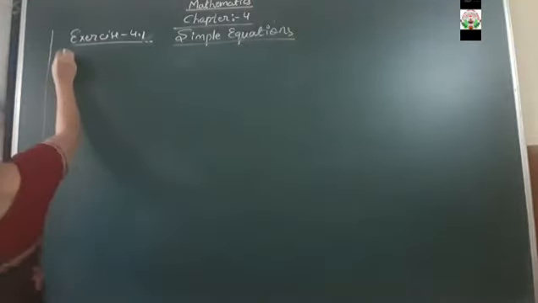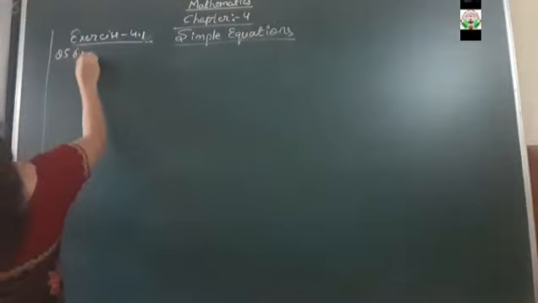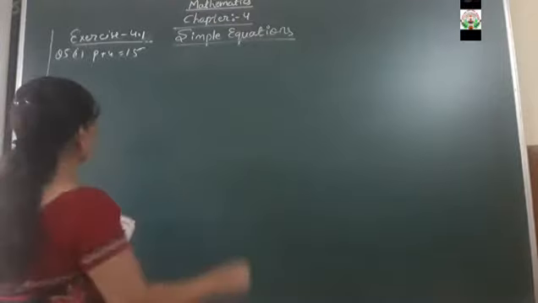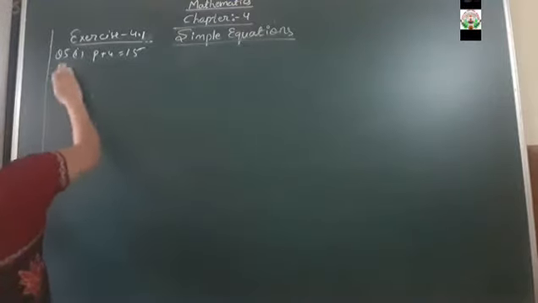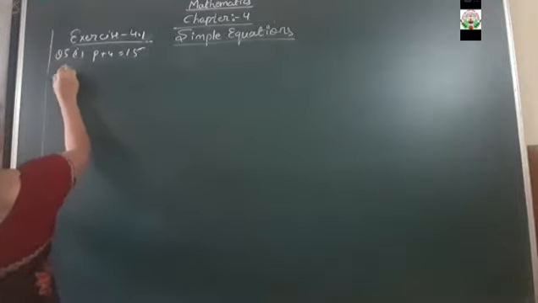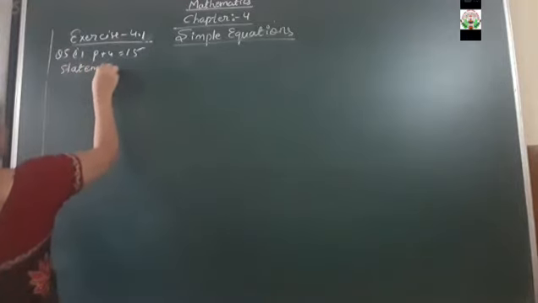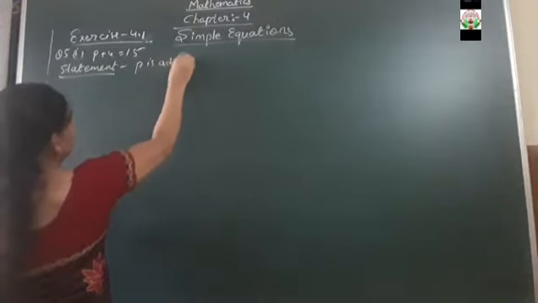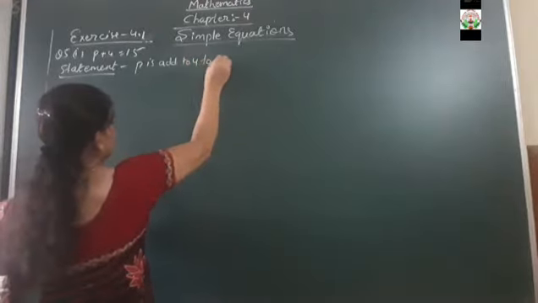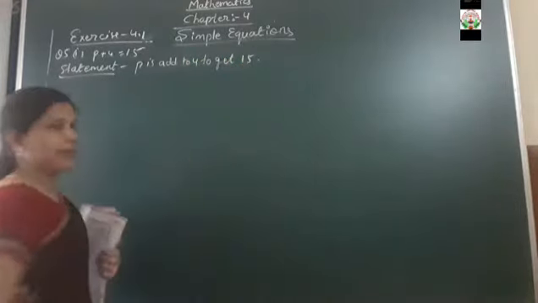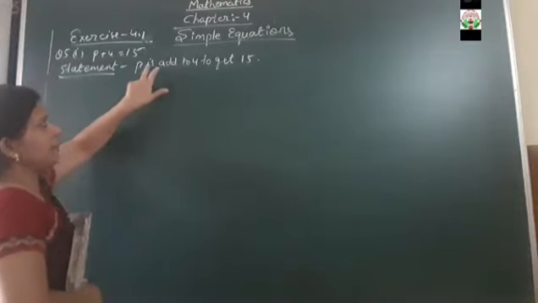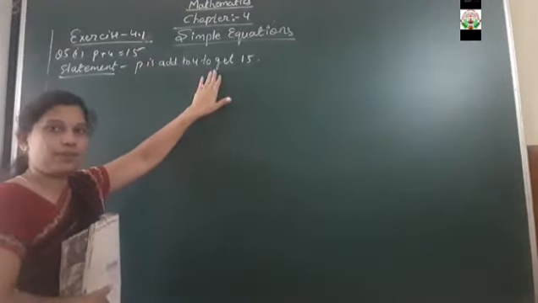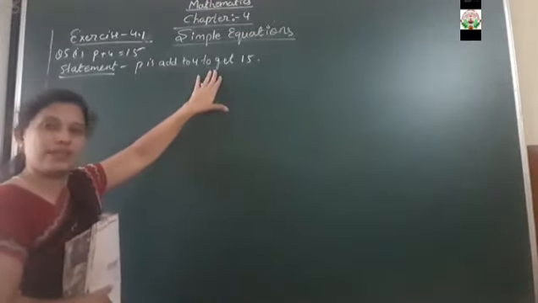So, first part, what is the first part? P plus 4 is equal to 15. How to write this in statement form? It is said to write in the form of a statement. In statement form: P is added to 4 to get 15. This is the statement. You can use any other statement, such as 4 added to P. In place of "get" you can also write "is".